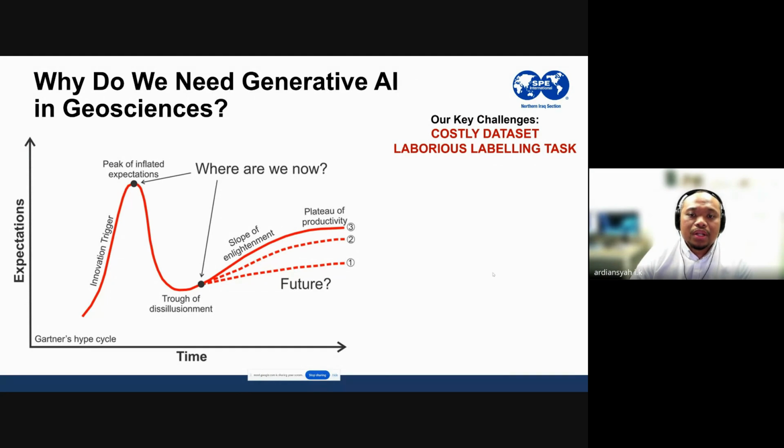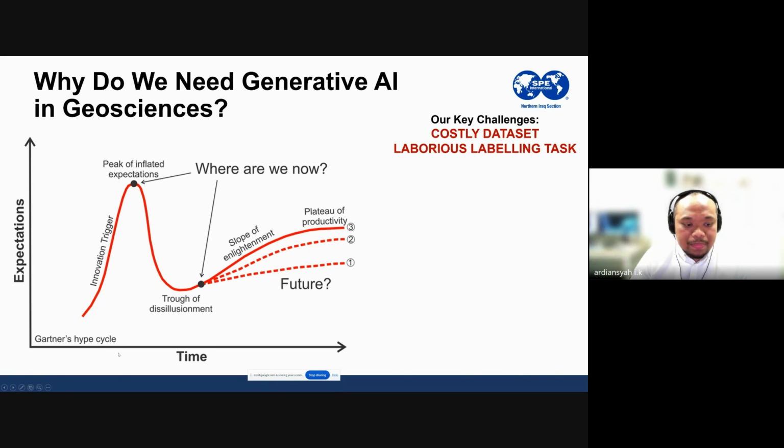Okay, so now why do we need generative AI in geosciences? Mostly, as I mentioned, our key challenge is that the dataset is very limited, and if we want to obtain a new dataset, it is very costly. And not only that, if you think about training an algorithm, we need a label. That means you need to tell the algorithm what they are looking at, right, or what they're looking for. So labeling a geoscience dataset or petroleum dataset is not easy because you need an expert. You cannot just ask random people or anyone to label your dataset. So this becomes, again, not only laborious, but also very costly to do.